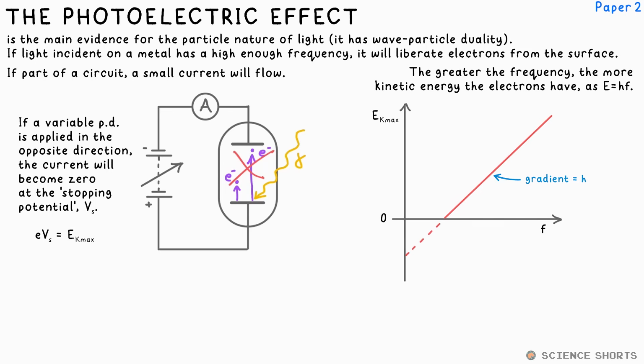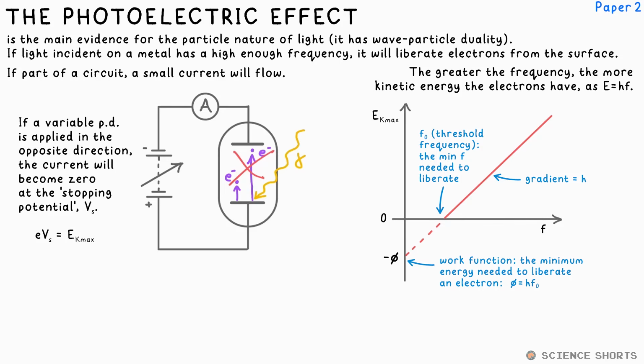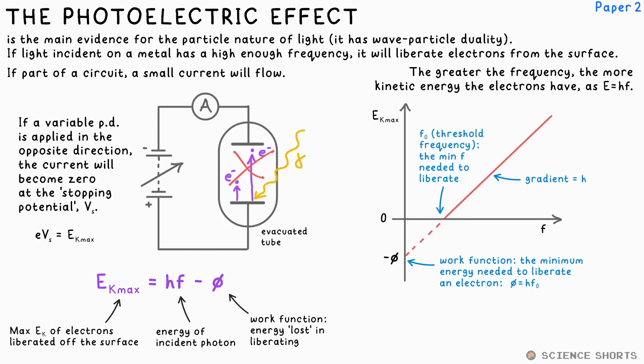Extrapolating this line back, and we get this energy which we call the work function. This is the minimum energy required for an electron to be liberated from the surface of a metal. Think of it as an energy toll the electron must pay to escape. The minimum frequency needed to liberate an electron we call the threshold frequency, f0. This means that the work function is therefore equal to h times f0. So here's the full equation. Ek max equals hf minus phi. The kinetic energy the electron has left over equals the photon energy going in minus the work function, the energy toll.